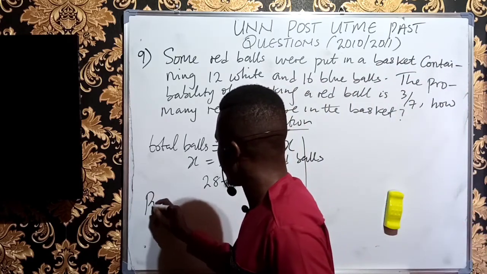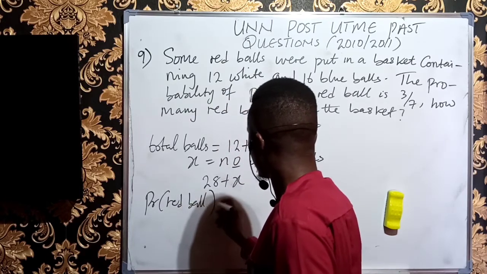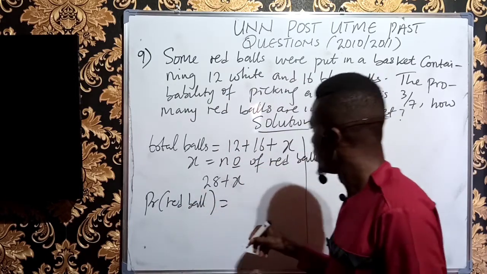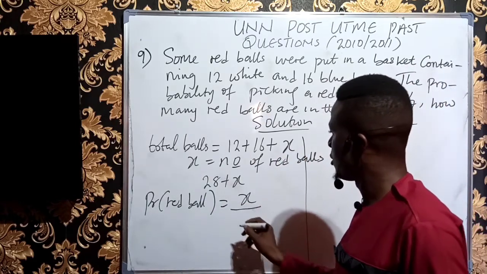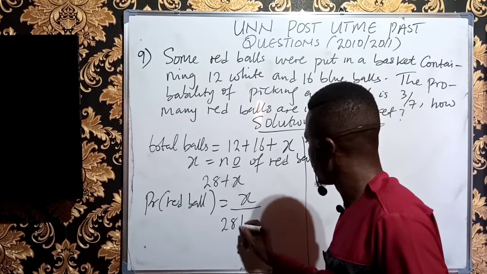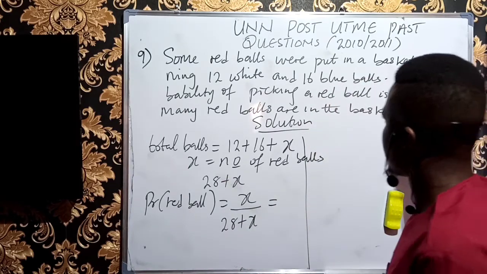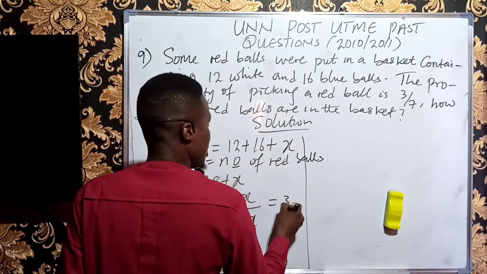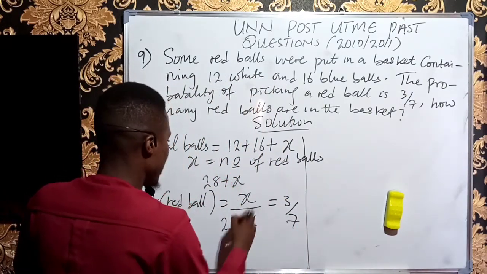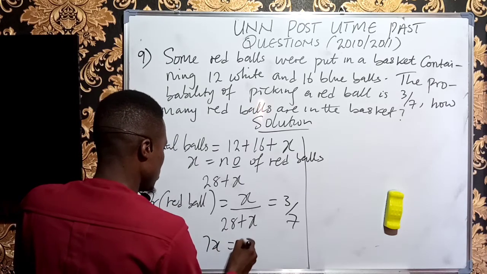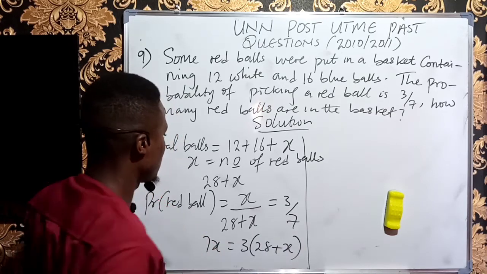But the probability of picking a red ball will be number of red balls over total number of balls. Number of red balls is x over total number of balls, which is 28 plus x. And the question says that the probability is 3 over 7. So we have it as 3 all over 7. We have to cross multiply. 7 times x is 7x, equals 3 into bracket 28 plus x, when we cross multiply.